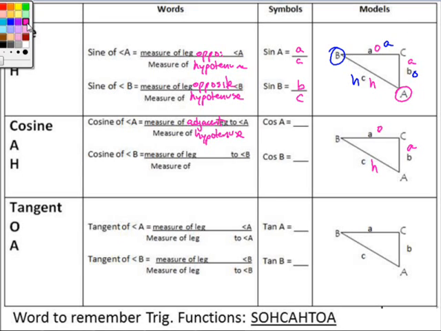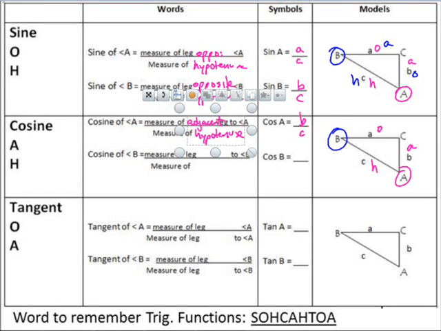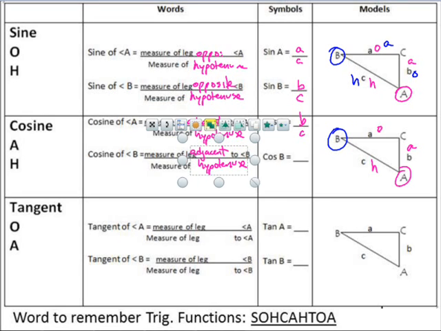When we look at the cosine of angle A, it's the adjacent side, so right next to it. Remember, my O, A, and H have nothing to do with these A, B, and C. I'm just labeling opposite, adjacent, hypotenuse. So the cosine of angle A is B over C. And if I'm looking at the cosine of angle B, the adjacent side to angle B is A, and the hypotenuse is C.